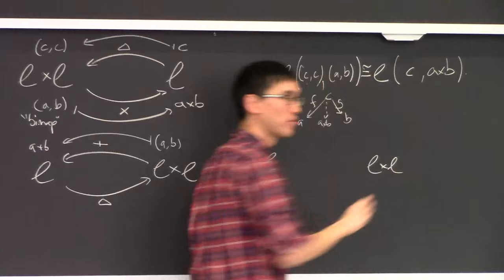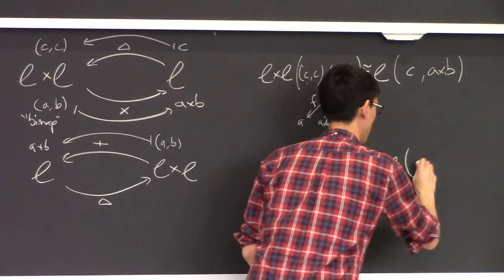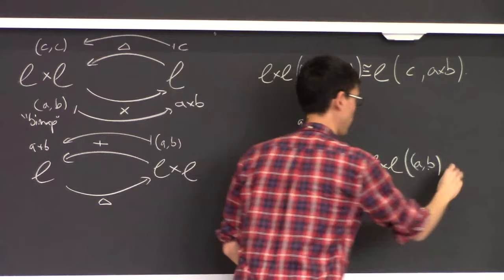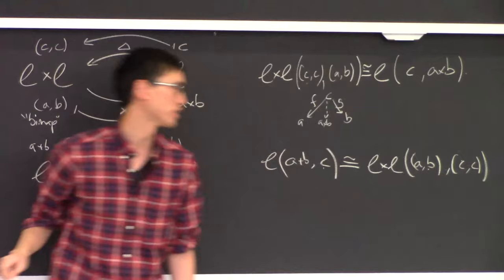We can pick an object C here or an object A comma B here. We can shove this through the functor to get A plus B, or we can shove this through the other functor to get C comma C. And there's a bijection, an isomorphism, between these two sets, right?